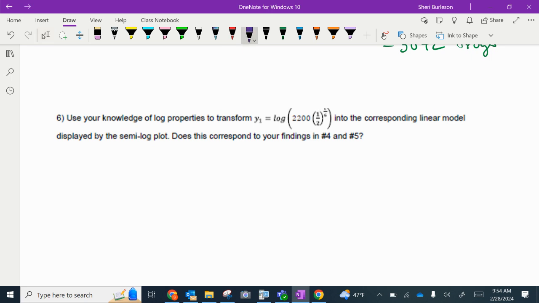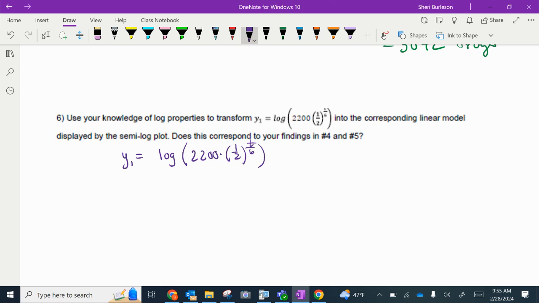I will write this nicer. Y sub 1 equals log of 2200 times 1/2 to the t over 6. Okay. So using log properties, the first issue is the t over 6. Is that both of those numbers raised to it? No, just this one. So the first thing we have with log properties is I have a product.